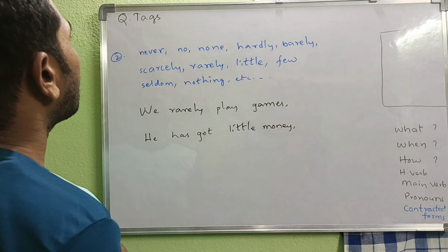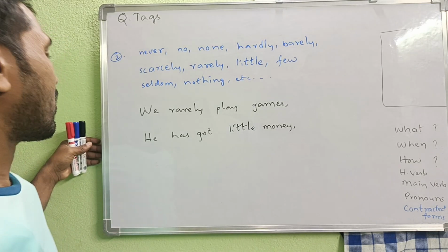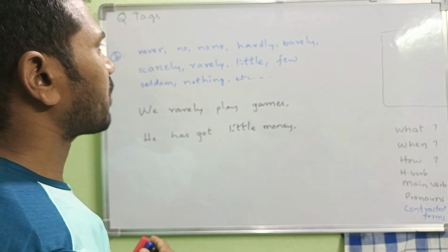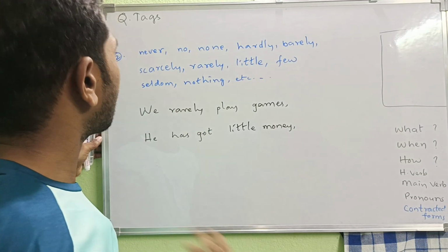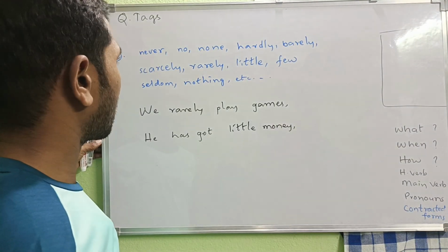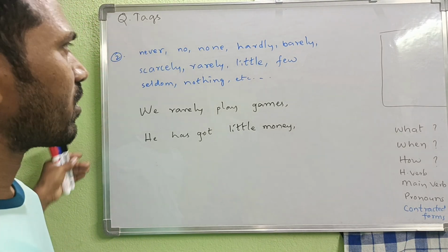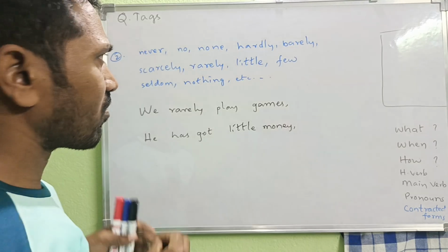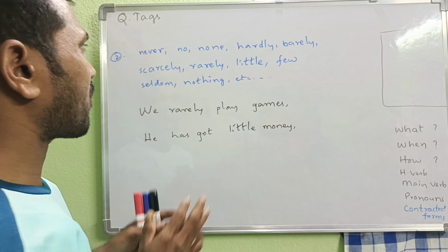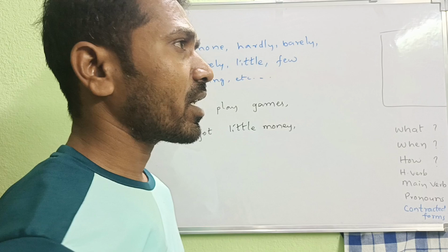Rule number 2: never, no, none, hardly, barely, scarcely, rarely, little, few, seldom, nothing, etc. give a negative meaning. They express negativity. Never means not at all times, not at regular times, not at all. No means nothing is there. Nothing, none, hardly, barely, scarcely, rarely also give a negative meaning: not even a single time, or only one or two times, but not sufficient times. Little and few also give a completely negative sense.